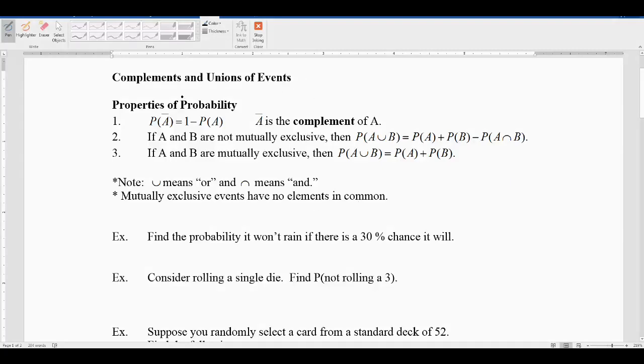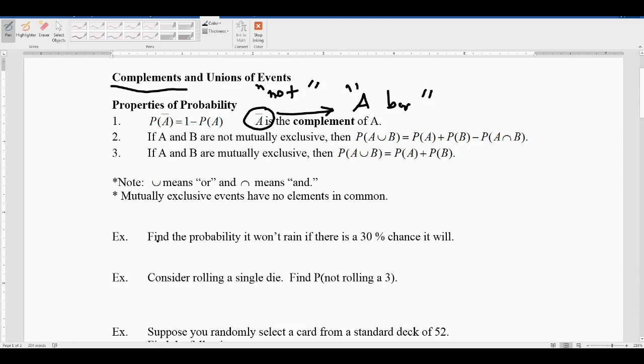Complements and unions of events. Complements, that's pretty much the same thing as saying not. So if you see this A bar, I'm going to say that as A bar, or the complement of A. To find the probability of the complement of A, it's like finding the probability of A and taking that away from 1. 1 is the highest value you can have for a probability answer. So probability of not A is equal to 1 minus the probability of A.